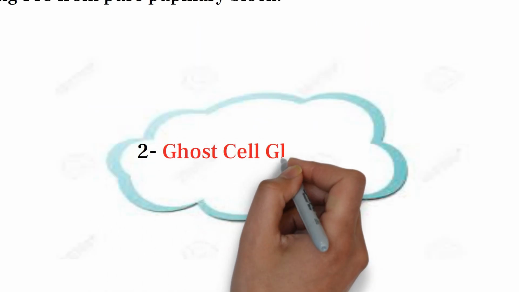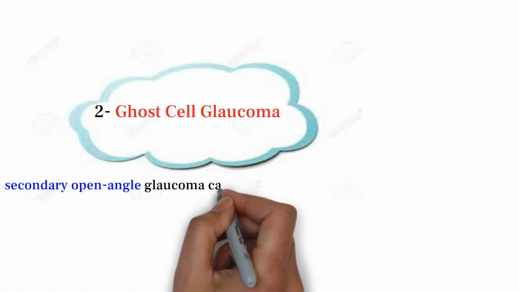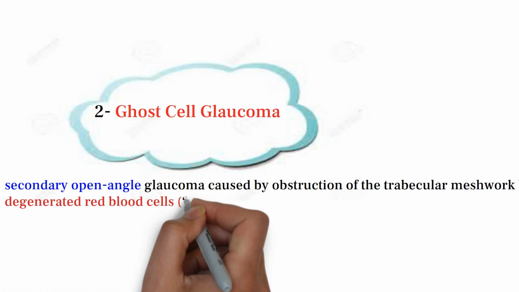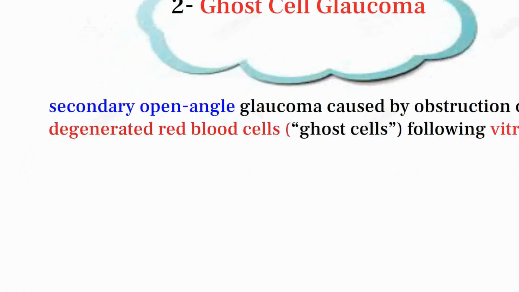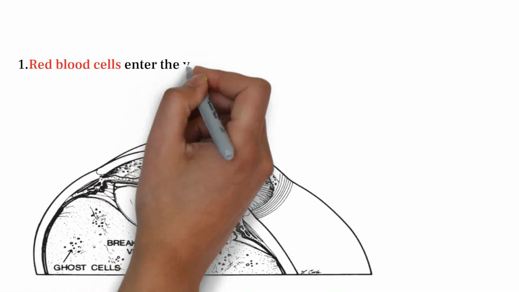Ghost cell glaucoma. Ghost cell glaucoma is a secondary open-angle glaucoma. It happens when degenerated red blood cells, known as ghost cells, block the trabecular meshwork after a vitreous hemorrhage. Here's the process. First, red blood cells enter the vitreous during hemorrhage.